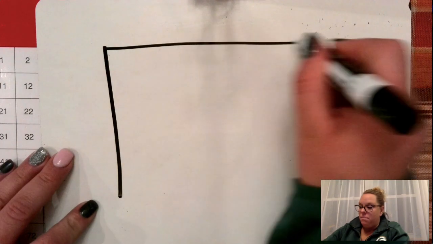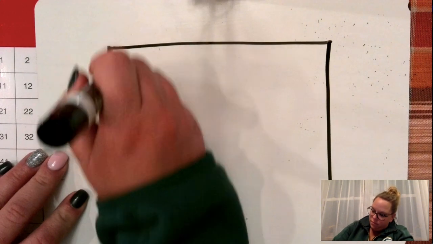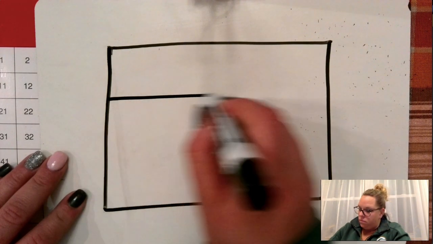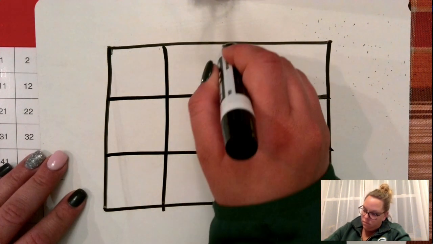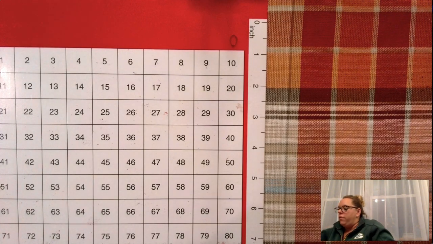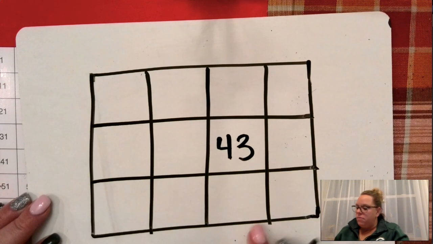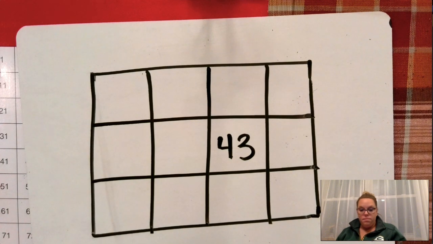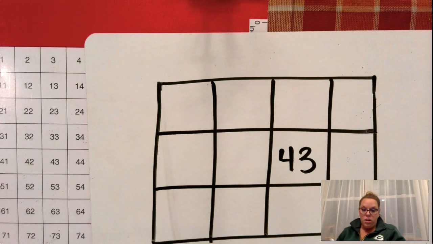I'll make it bigger this time. All right, friends, here we go. Now, all these pieces of my 100 numbers chart are missing except for the one. We need to try to fill in these missing numbers. You are welcome to use your red folder for your 100 numbers chart if you need to.